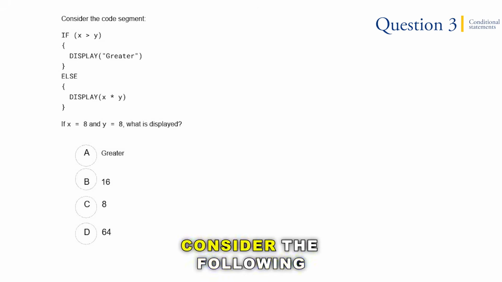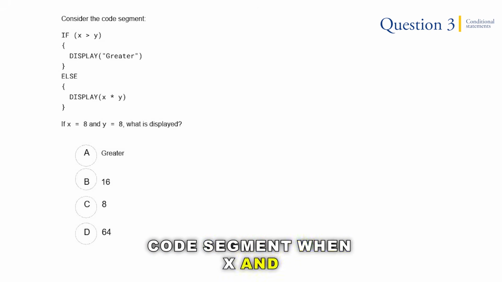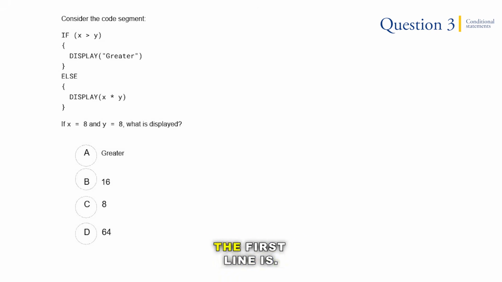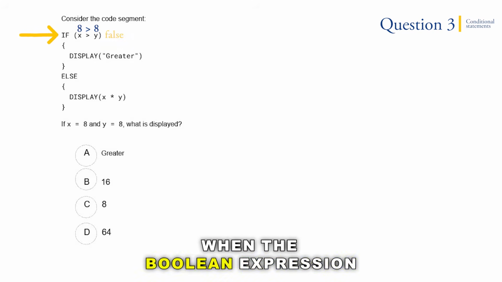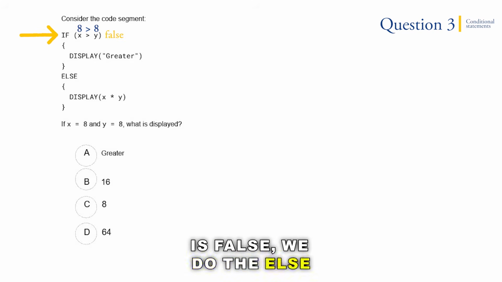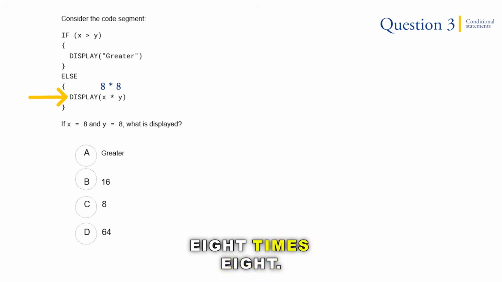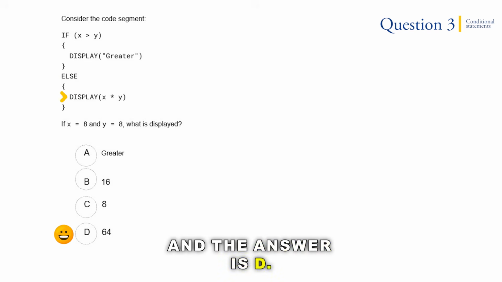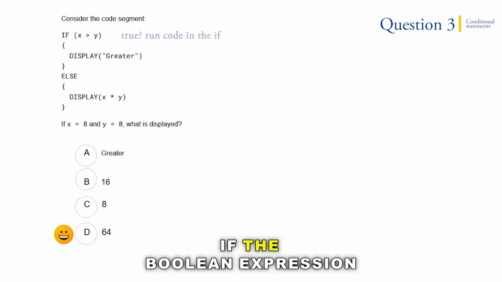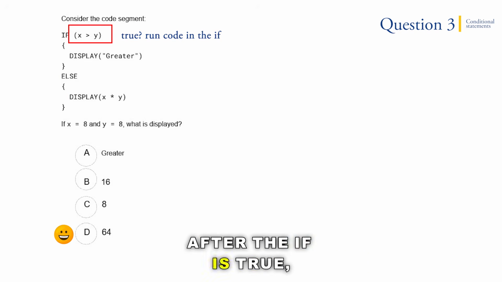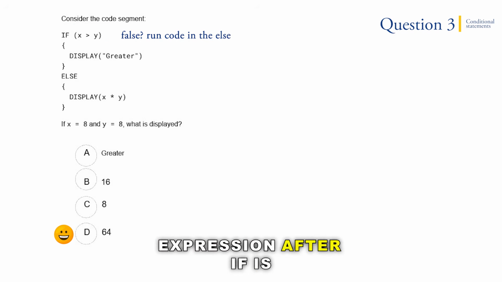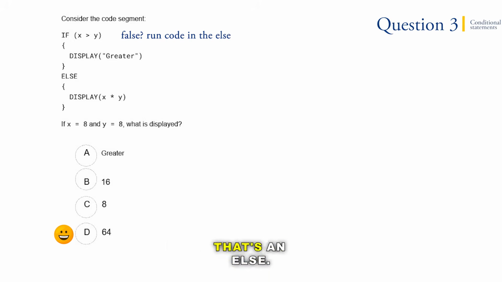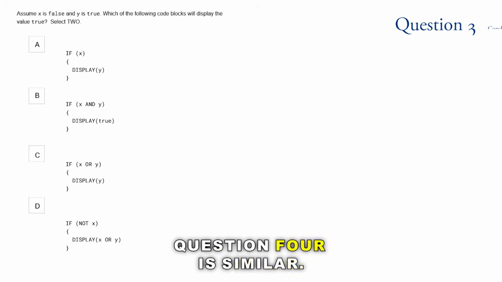Question 3. Consider the following code segment when x and y are both equal to 8. So the first line is if 8 is greater than 8, that's false. When the Boolean expression is false, we do the else, which means we display 8 times 8. We display 64, and the answer is D. The main concept you need to know here is if the Boolean expression after the if is true, you do the code that's in the if, and if the Boolean expression after the if is false, you do the code that's in the else.